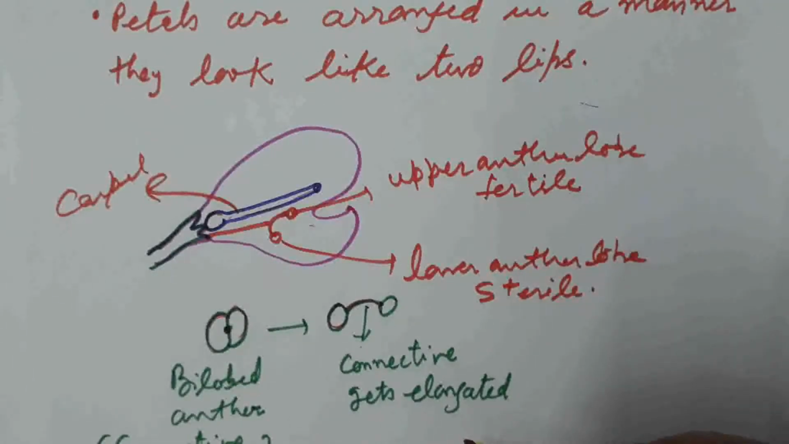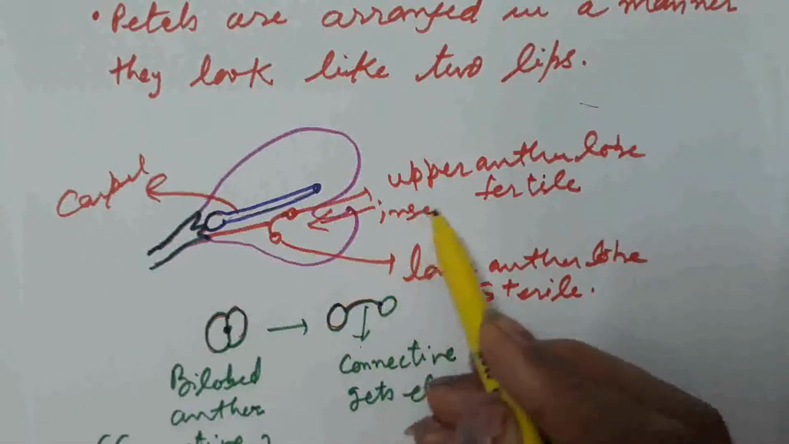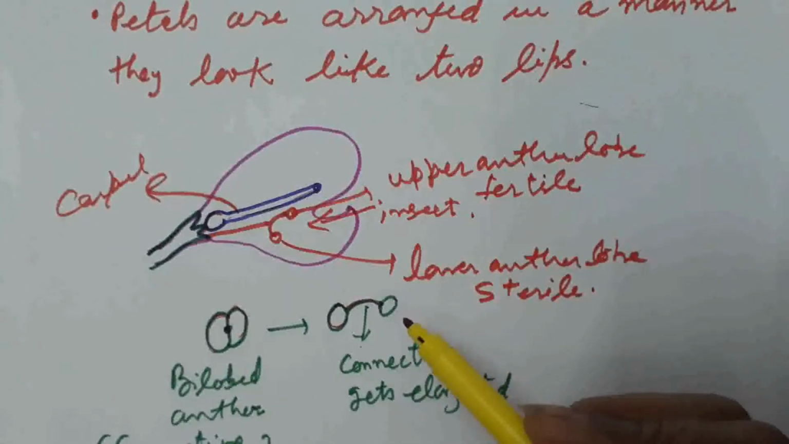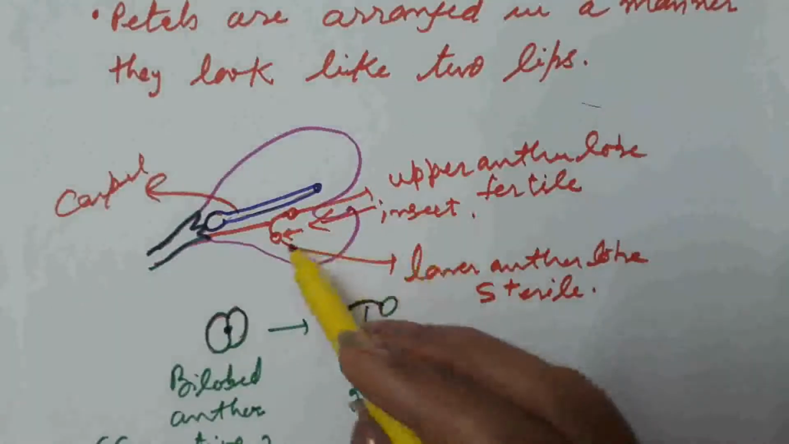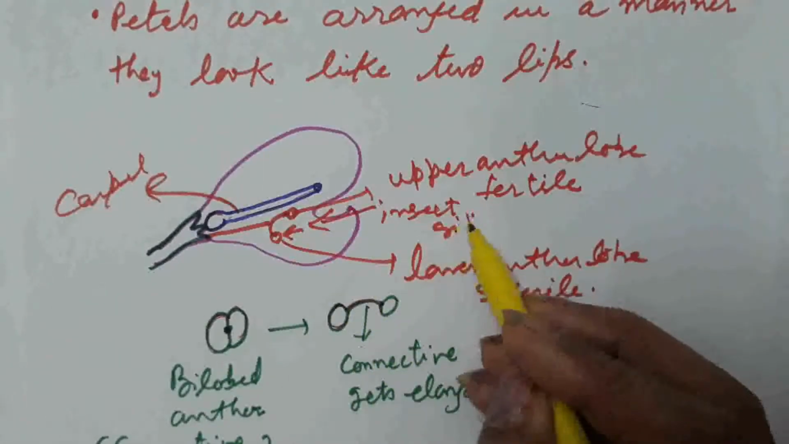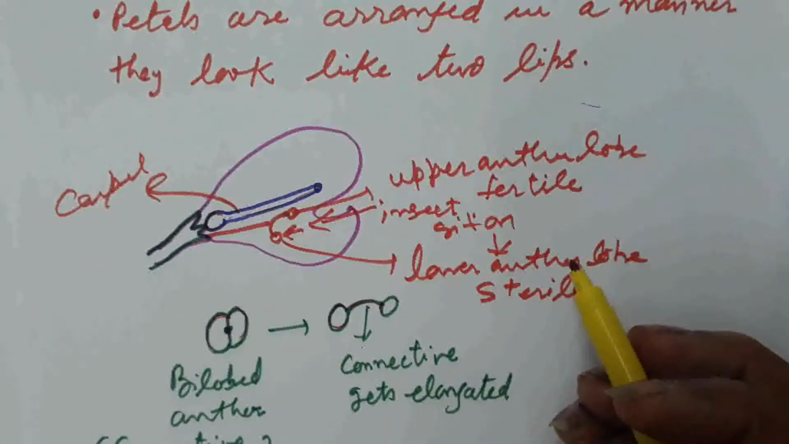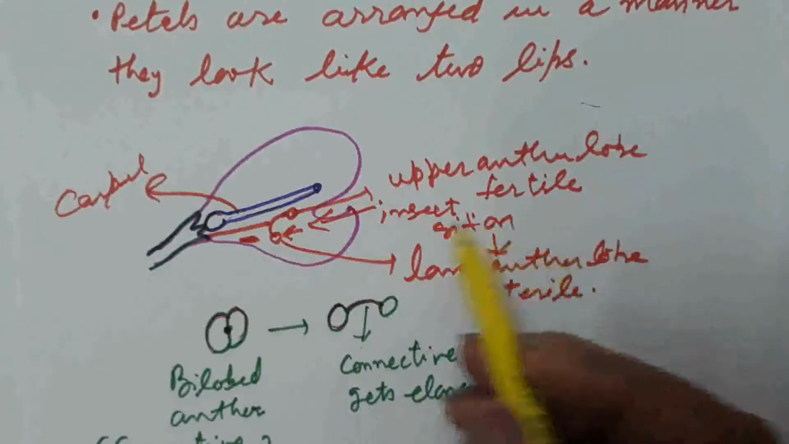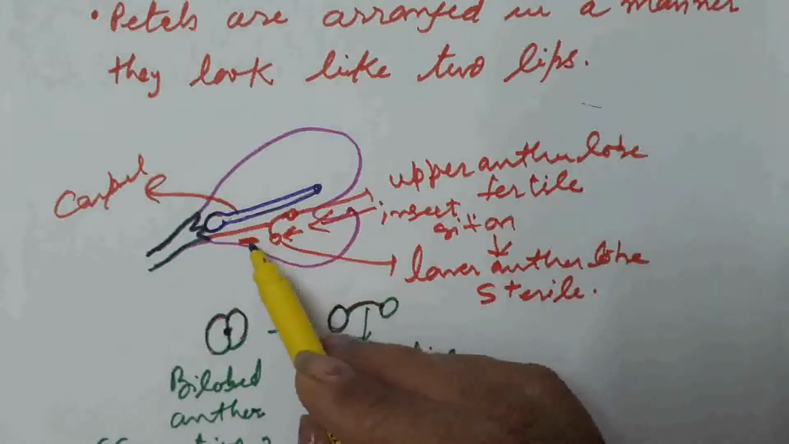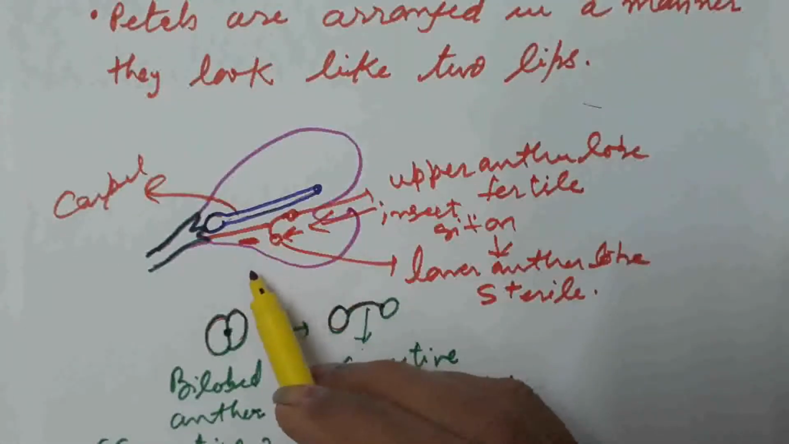When an insect visits the flower, it sits on the sterile lobe and sucks the nectar. Nectar glands are present here. So the insect, when it visits the flower for nectar, sits on this sterile lobe and sucks the nectar.